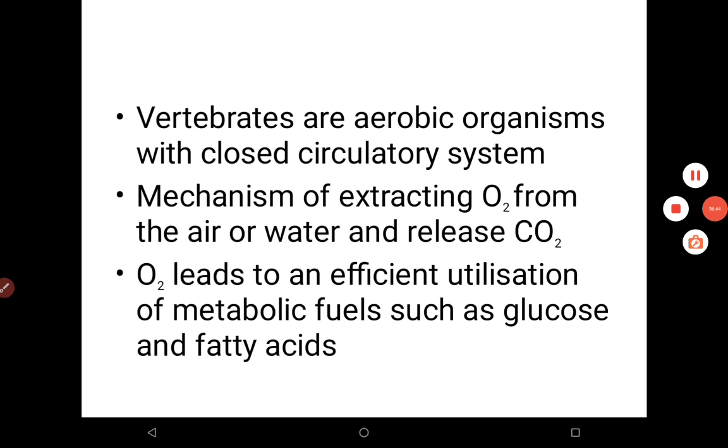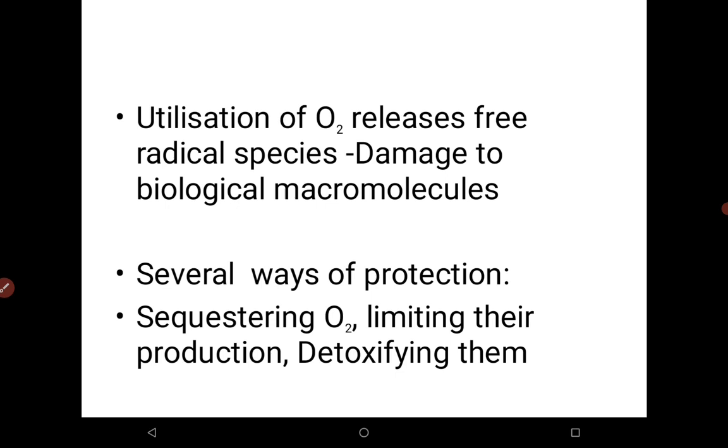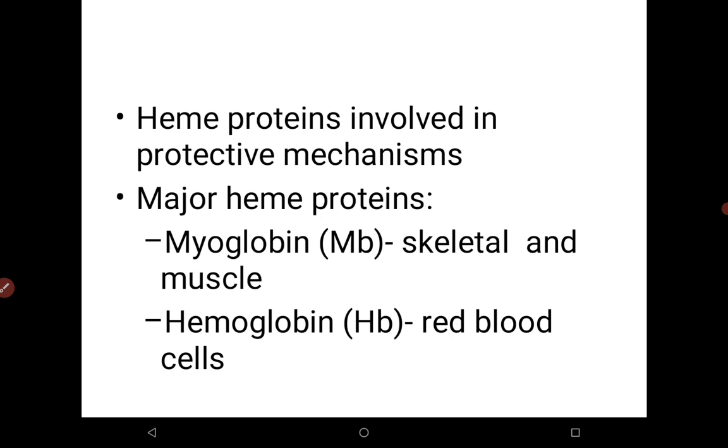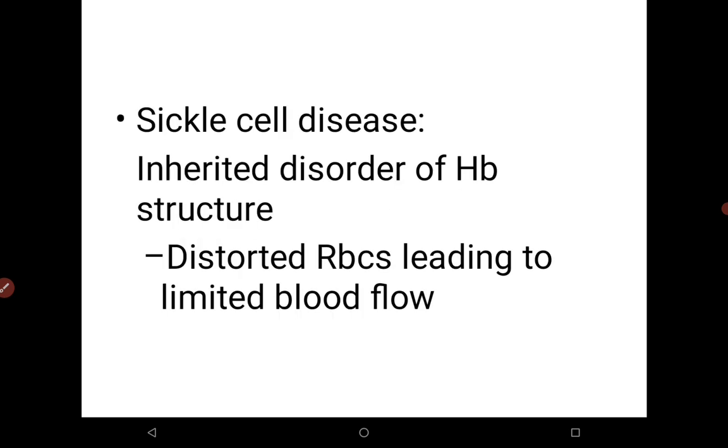Here it says vertebrates are aerobic organisms with a closed circulatory system. The mechanism of extracting O2 from the air or water releases carbon dioxide. So there is oxygen for aerobic respiration, and release of energy. There are two heme proteins, myoglobin and hemoglobin. These are for oxygen transportation.